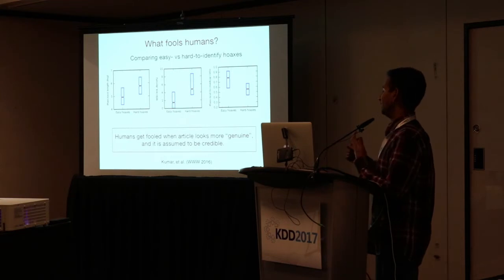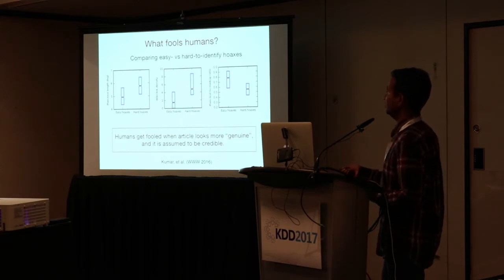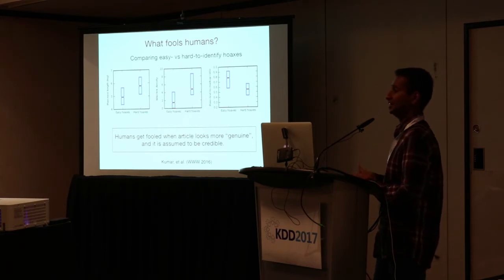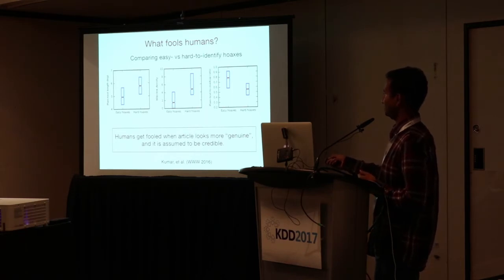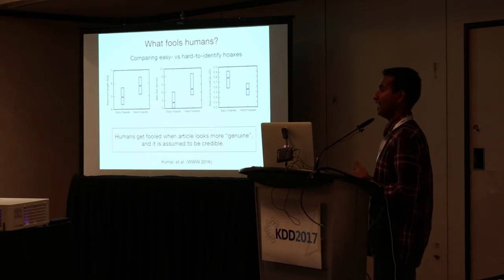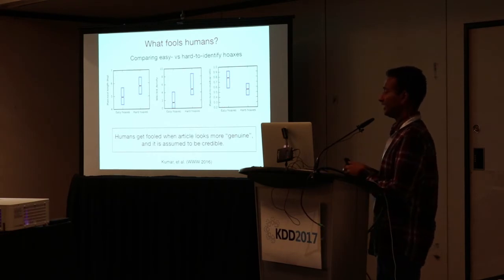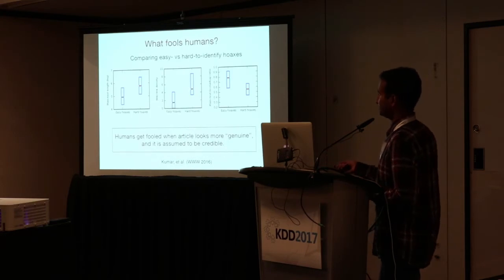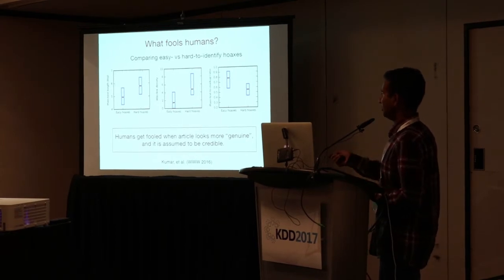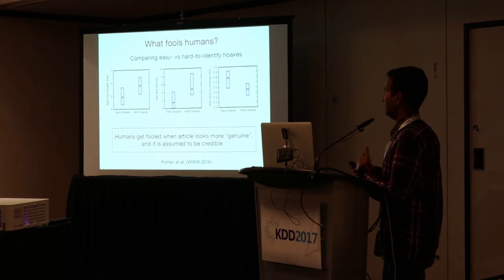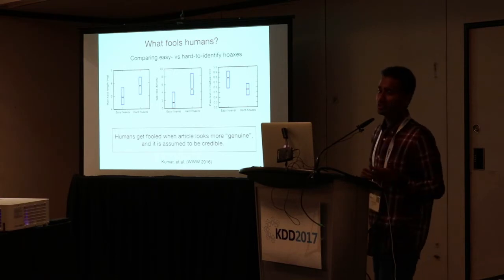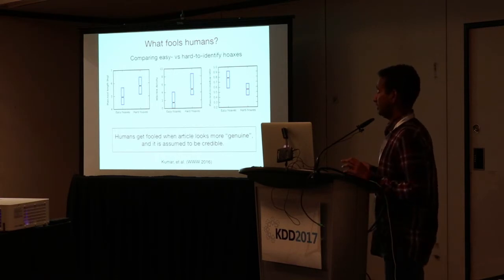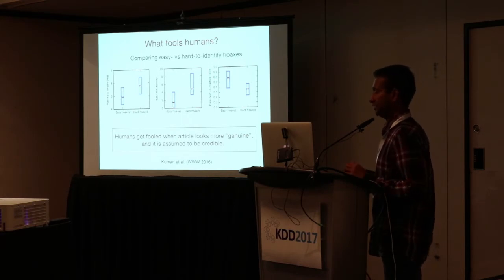All right, so to understand what actually fooled humans, we looked at hoaxes that the Mechanical Turkers very often were able to identify, which were easy to identify hoaxes, and the hoaxes that were very hard to identify, which means humans, out of the 10 labelers, most of them got it wrong. So what we see here is that among all these different properties, humans get fooled when an article had more content and it had more links. So essentially, when an article looked more genuine, humans got fooled and were not able to identify the hoax.